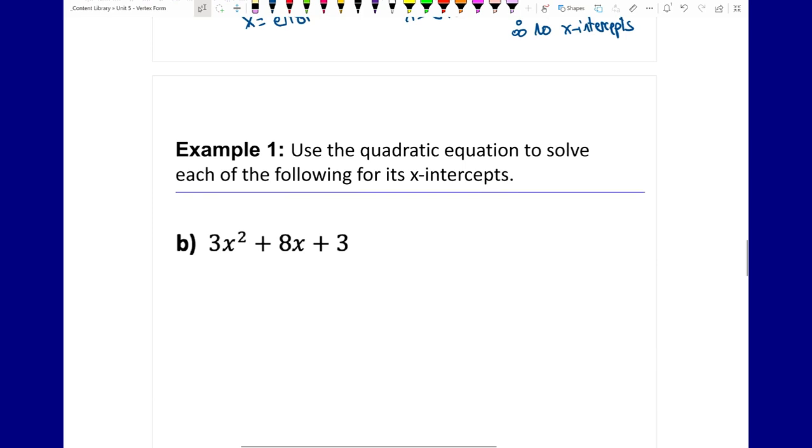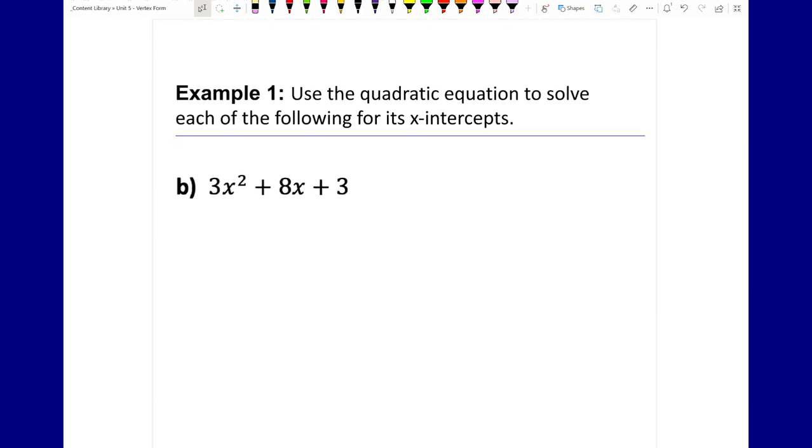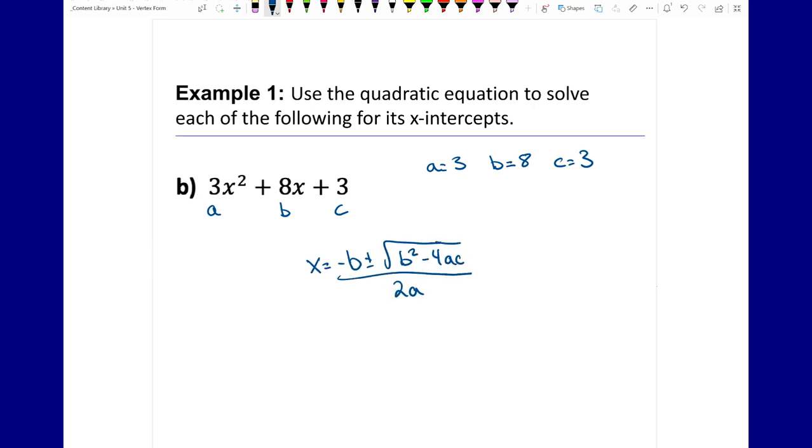Next example, same idea. We're going to go through and find our a, b, and c. So a is equal to 3, b is equal to 8, and c is equal to 3. Again, making sure that any signs in our equation are carried over when we plug it in. x equals negative b plus or minus the square root of b squared minus 4ac, all divided by 2a.